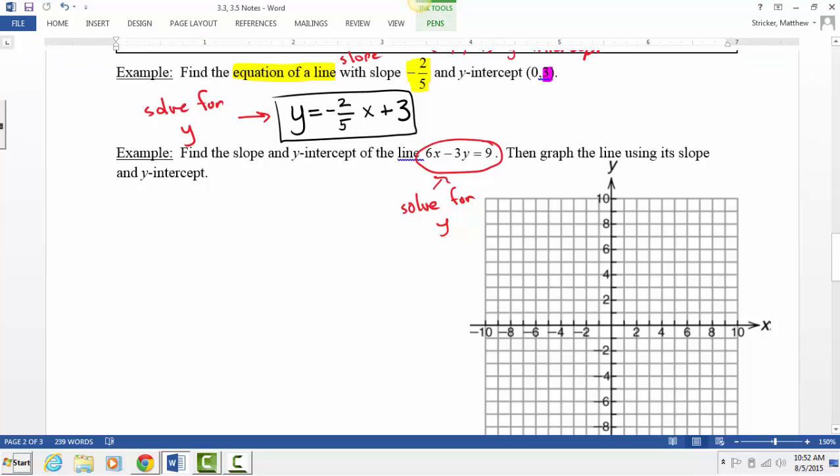So I'm going to go ahead and rewrite that equation. I have 6x minus 3y equals 9. And notice I don't have y by itself. So if I want to get y by itself, the first thing that needs to move is the 6x. We've got to move that to the other side. Remember, of course, our same old adage goes, change sides, change signs.